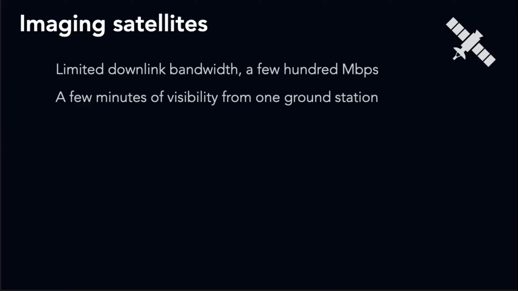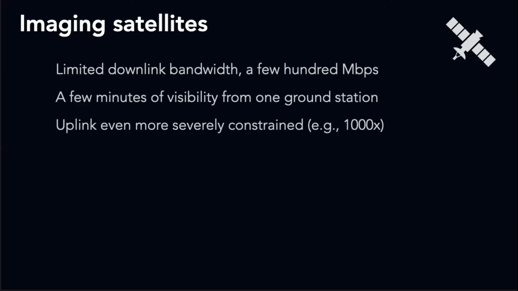The satellite to ground station links are extremely limited in bandwidth, and on each pass, a satellite can see a particular ground station for only a few minutes. Further, the uplinks are even more severely constrained. So the path for sending data to a satellite is even more severely constrained, often by as much as 1,000 times. Further, multiple ground stations and satellites create interesting challenges in scheduling.